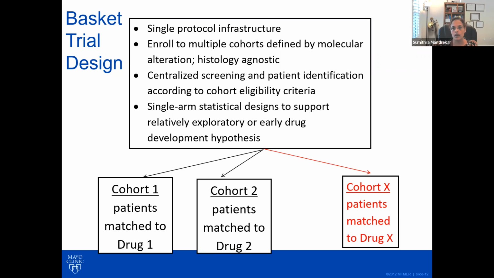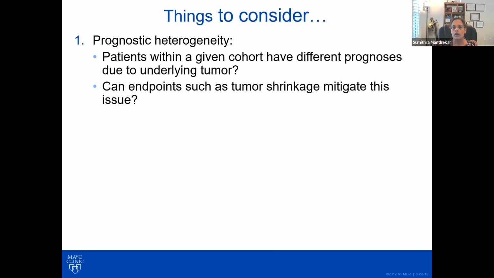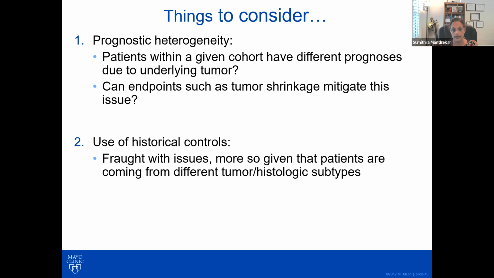But if you dig a little deeper on the statistical side, you can see, okay, what things should I consider when I do basket trial designs? First of all, prognostic heterogeneity, right? Because patients within a given cohort can have different prognosis just because they have a different tumor, although the belief is that it's histology agnostic. Is that truly true? Can endpoints like tumor shrinkage perhaps mitigate this issue? So what should be the endpoints in this sort of trial designs? And a lot of these are single arm, so that means we're using historical controls. We all know what the issues are with historical controls. It's a lot more important in this setting because patients are coming from different histology subtypes. So that's also an issue.